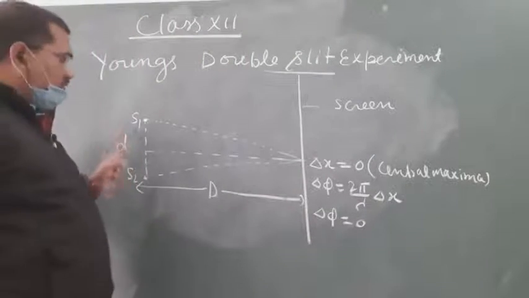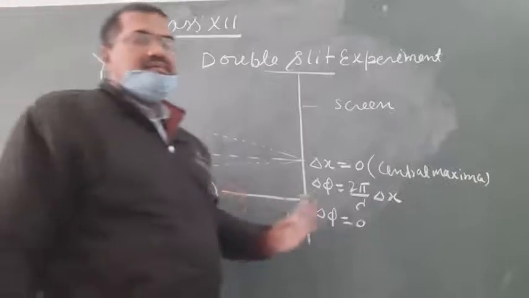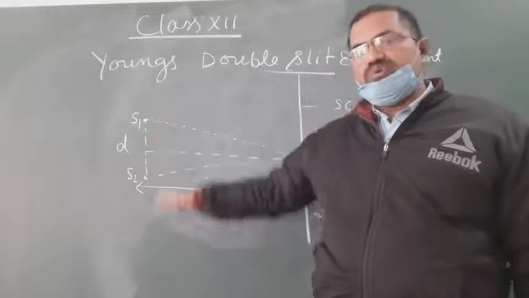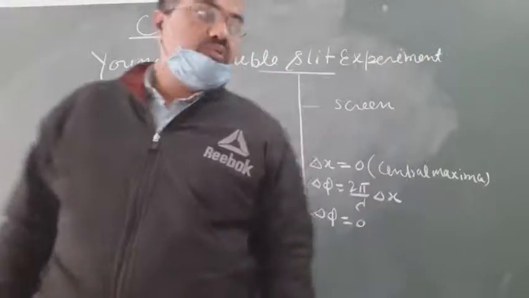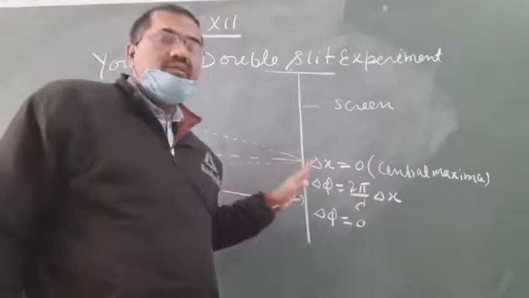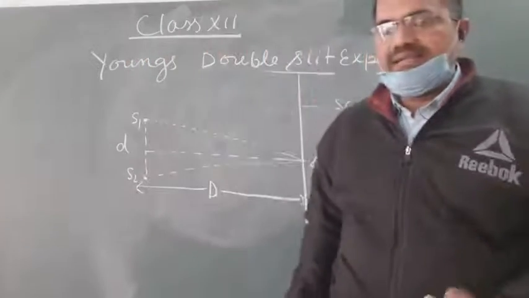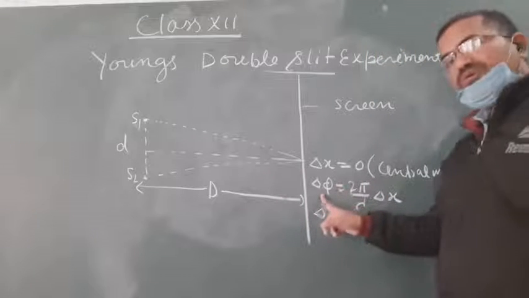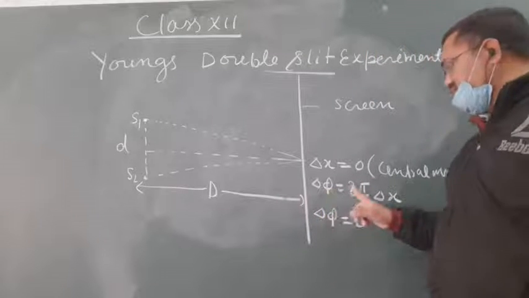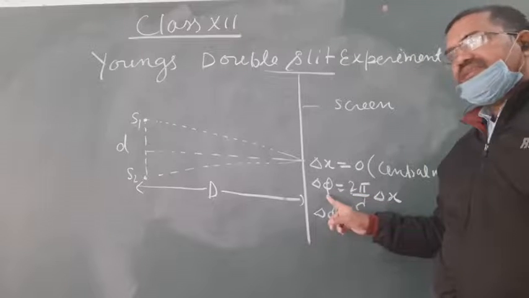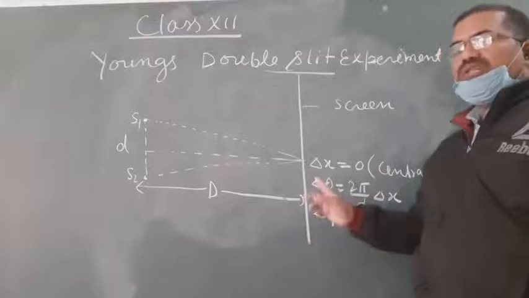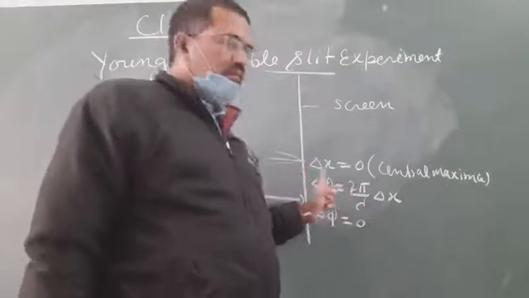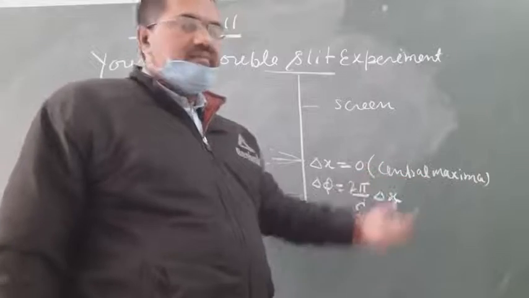There are two coherent sources, that is, the phase difference is constant between the two waves originating from the two sources. At this point both the waves travel the same distance, so the path difference is 0. Since the path difference is 0, the phase difference, 2 pi by lambda into delta x, will also be 0. It means both the waves meet in the same phase, so maxima will be obtained at this position, which is called central maxima.